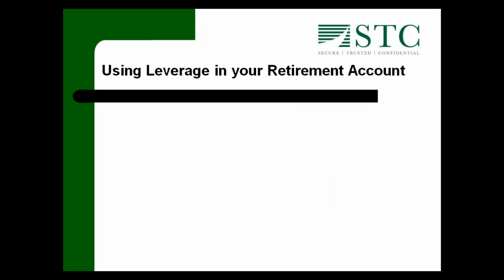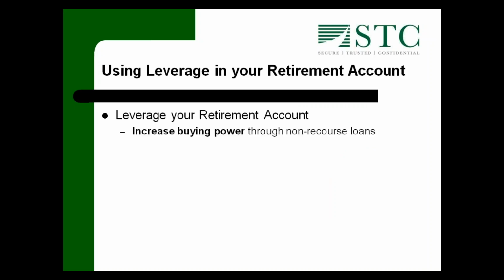So let's talk a little bit about using leverage in your retirement account. This would be getting a loan on a real estate property, and you can do that. The entity that is getting the loan is your retirement account, not you personally. So your retirement account will be getting the loan, and it must be a non-recourse loan. And I'm going to describe that a little more on the next slide, but I want to give you an example. This is one of our clients did this transaction.